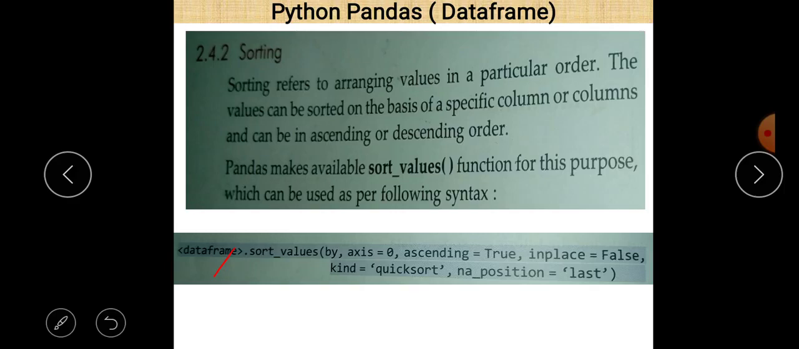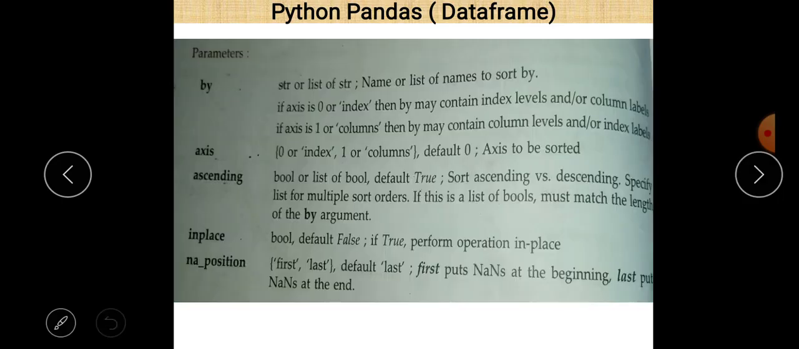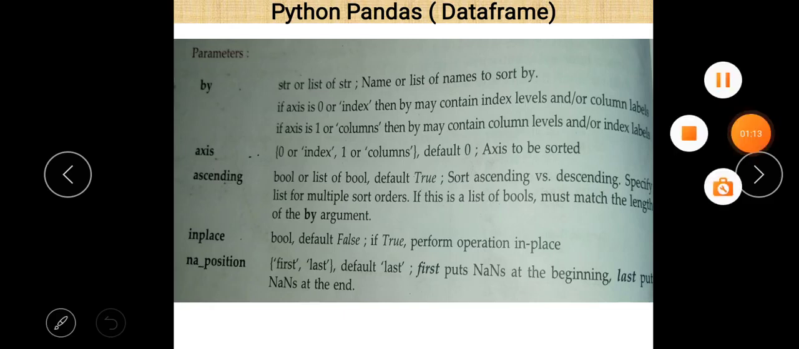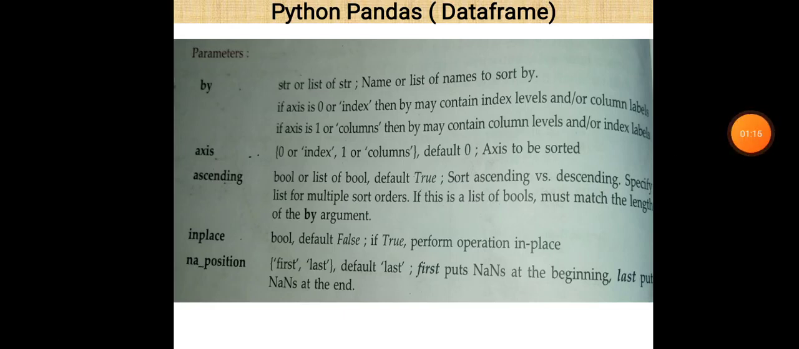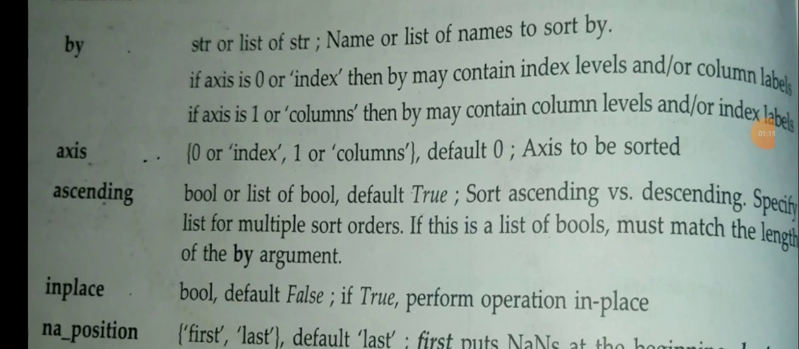Quicksort is one of the most popular types of sorting, in which different elements are sorted. Then na_position is by default last. So these are the parameters, and let us take them one by one. First of all, by, and as you can see here, by is a str or list of str: name or list of names to sort by.